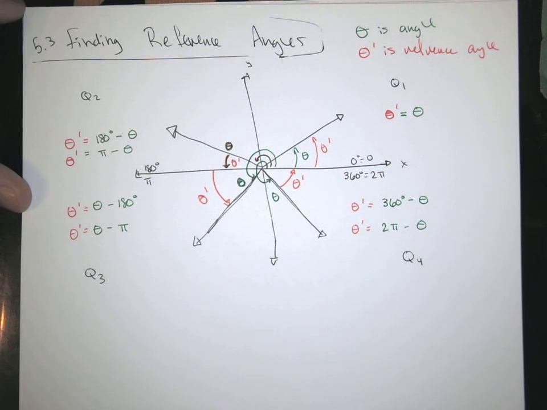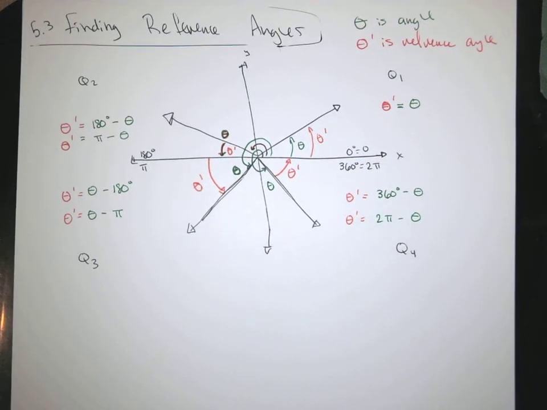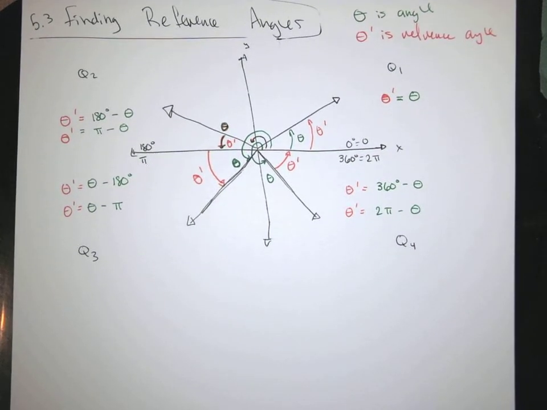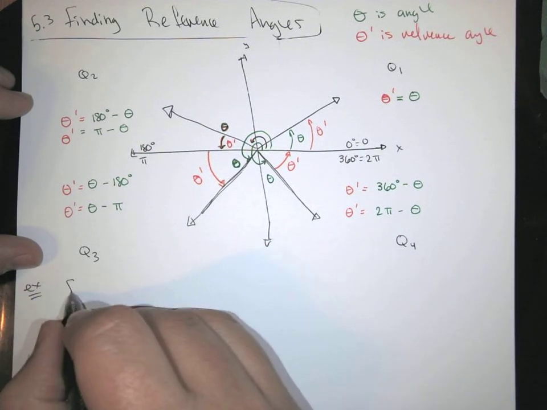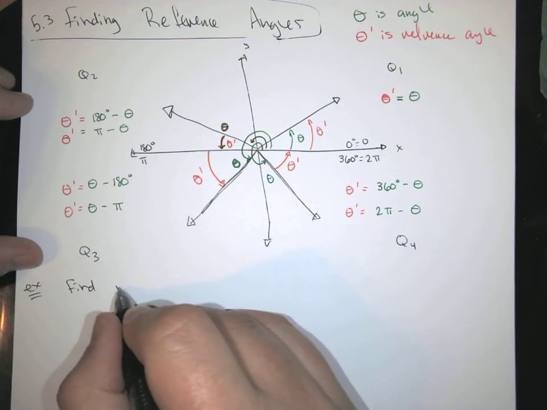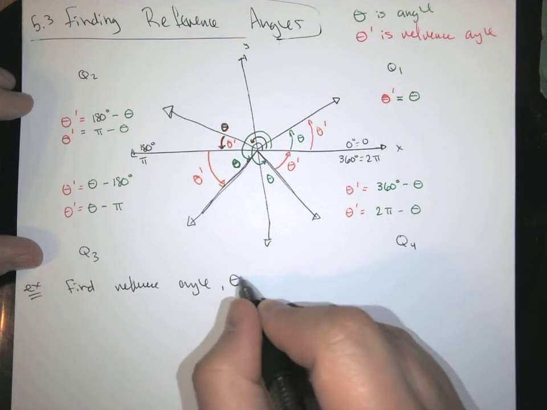So finding a reference angle is just a matter of figuring out first which quadrant you're in, and then as step 2, once you know the quadrant, which of these calculations to do. Let's run a couple quick examples. I'll try to keep this picture in front of us. So find the reference angle, theta prime.